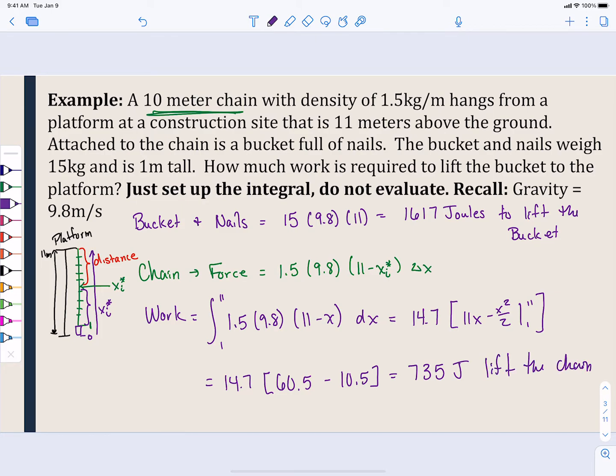So then putting this together to lift our bucket and the chain, it is going to be 2,352 joules to lift all of those things together.